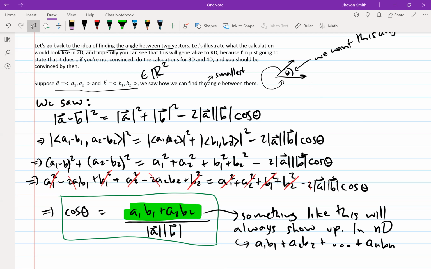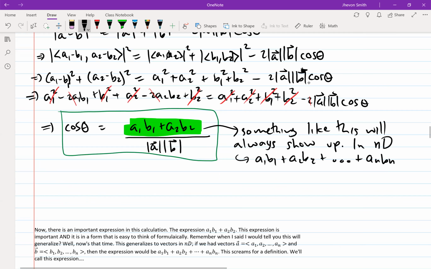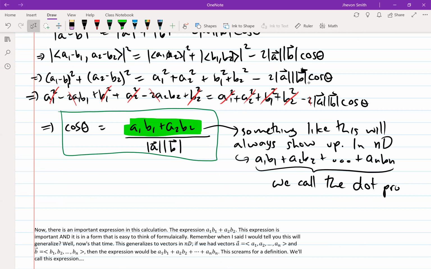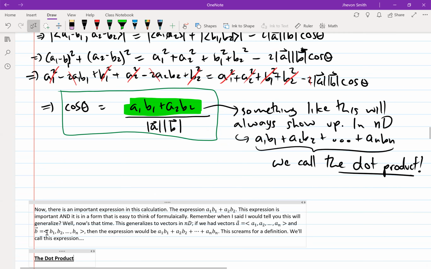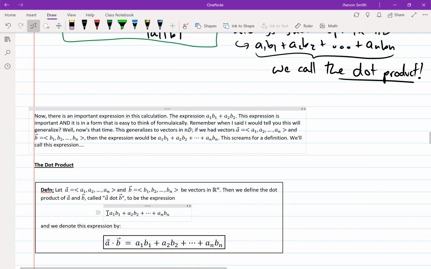Now, whenever something like that happens, math people like to give that a name. So this expression we call the dot product, right? So that is what a dot product is. Given two vectors like a1, a2 all the way up to an, and another vector b1, b2 all the way up to bn, we define the dot product to be this expression. Multiply the corresponding components, add them together. The sum of the products of corresponding components.